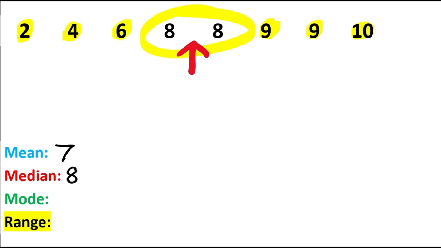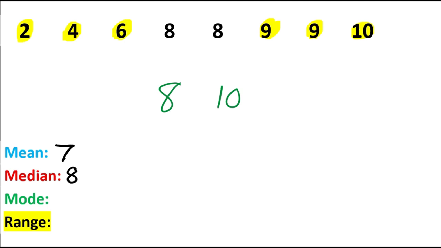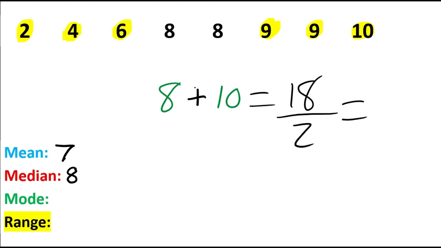But what if they were different? Like, what if the two middle numbers were, just for an example, 8 and 10? Well, what number is exactly between 8 and 10? Well, of course, we know that 9 is exactly between 8 and 10. 8, 9, 10, right? But maybe you won't know that right off the bat because they'll be a little bit more spread out. What you can do is add those two numbers together. 8 plus 10 is going to be 18. And then you can divide that by 2. And that will give you 9.